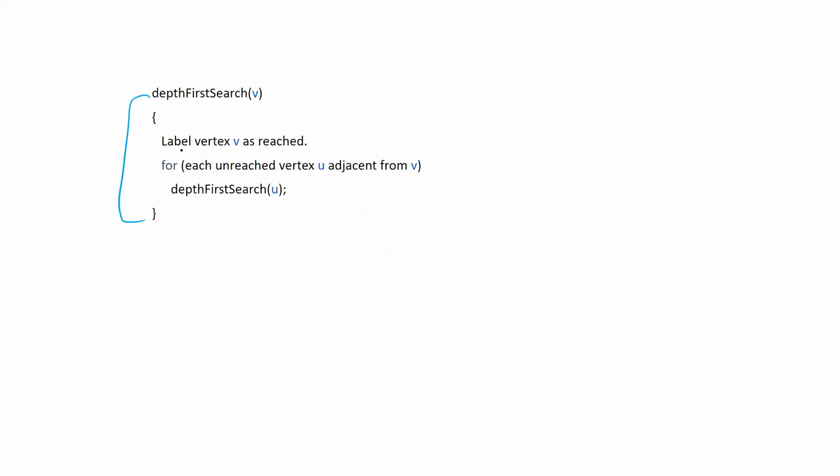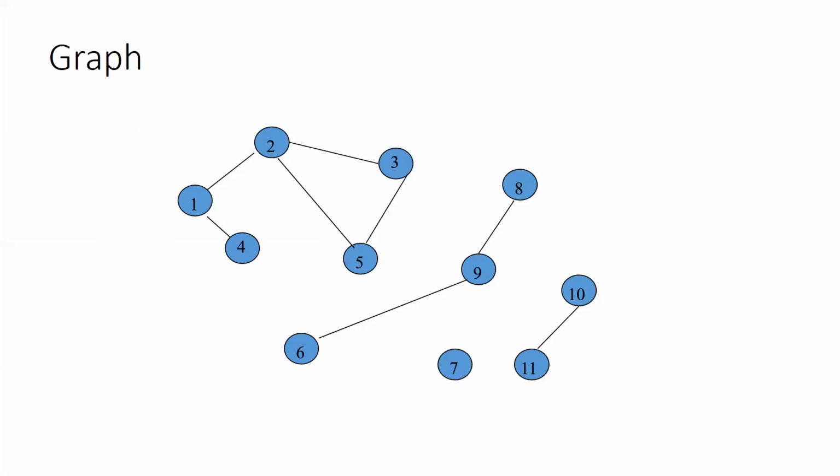Depth first traversal. Label, if you are starting from that vertex, label that vertex as reached, or whatsoever the gray color you want to mention. For every unreached vertex, for every white vertex which is adjacent to V, adjacent from V, one and the same thing. It should be adjacent to V. Then depth first search for U. Apply recursively.